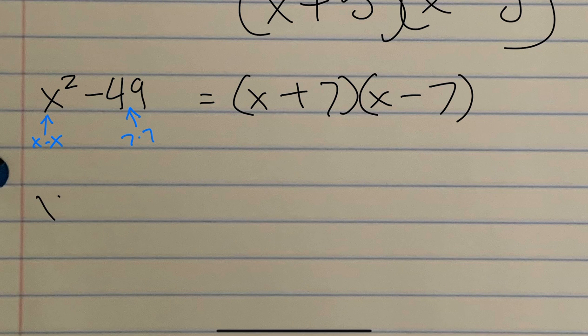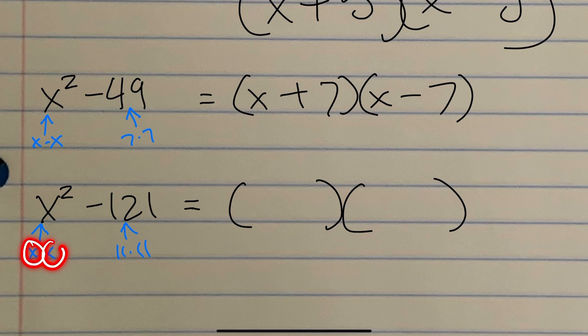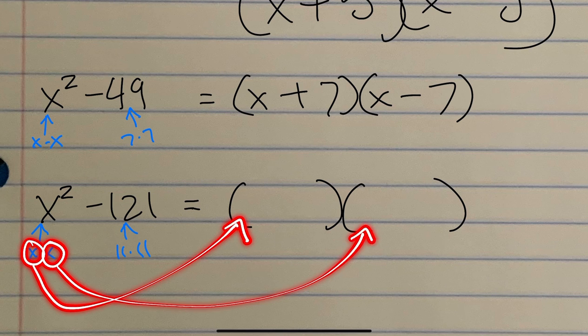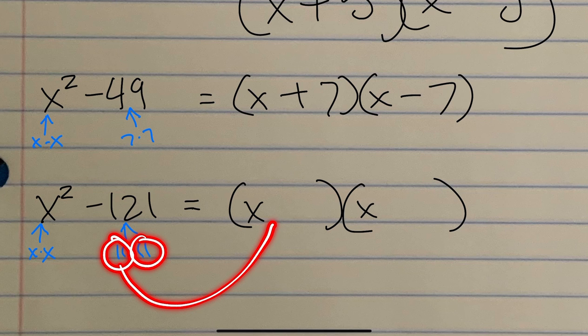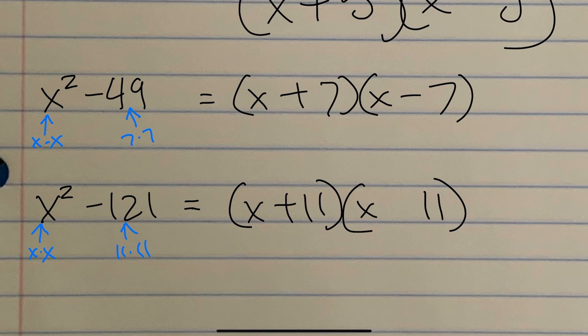Okay, let's do one more. Let's do x squared minus 121. Okay, so I know it's going to take me 2 x's multiplied together to get x squared. Now let's see. 11 times 11 will get me 121. Cool. All right. So directly into my answer now. I'm going to grab an x, put one in here and one in here. I'm going to grab these 11s. One is going to go in there. One's going to go in there. I need one to have a plus. I need one to have a minus. And that's it. We're done.